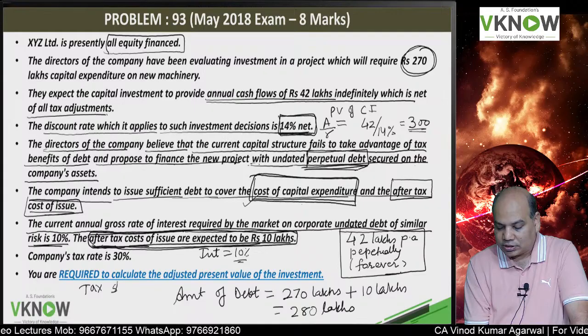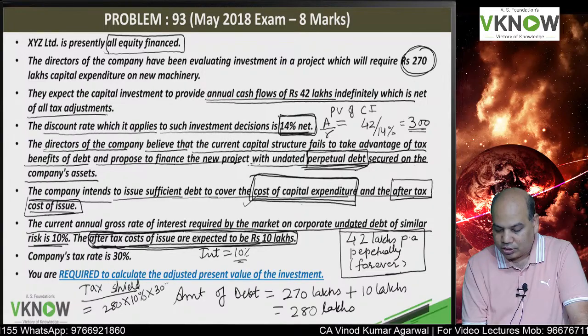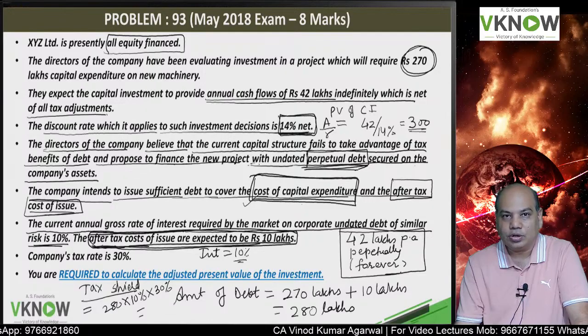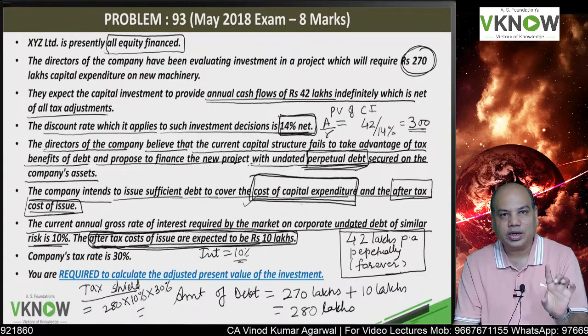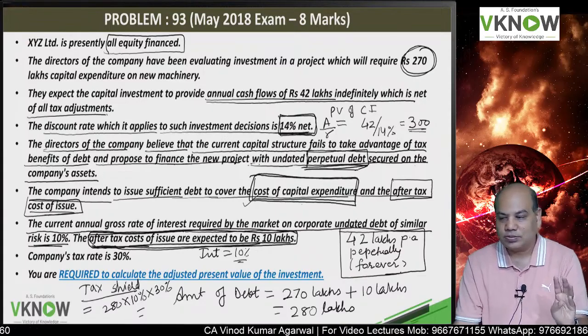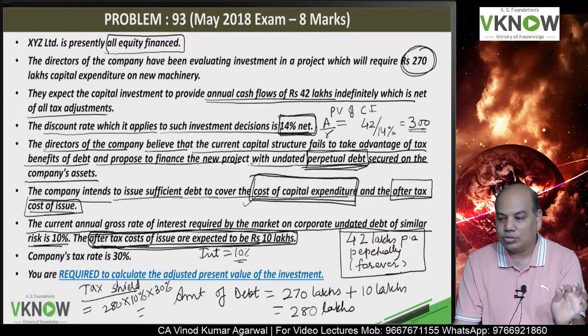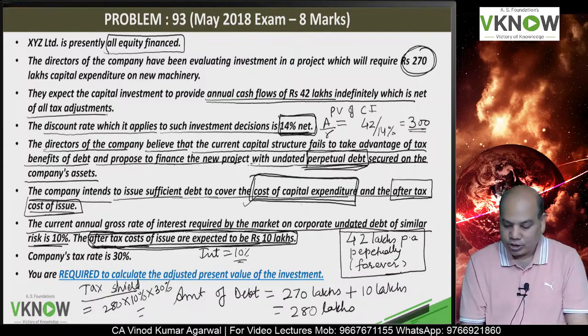And what will be the tax shield on that? What will be the tax shield on interest? Tax shield on interest will be 280 lakhs into 10% interest into 30% tax rate. You have to raise 280 lakh so that you can meet capital expenditure and issue expense, into 10% interest amount into 30% is the tax shield for 1 year. That comes to 8.4 lakh.